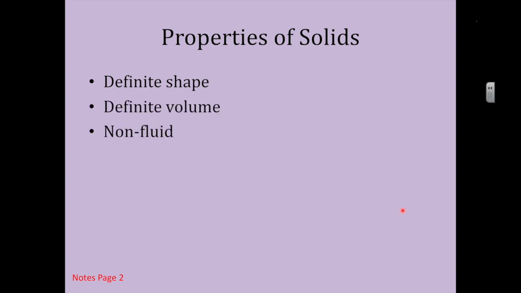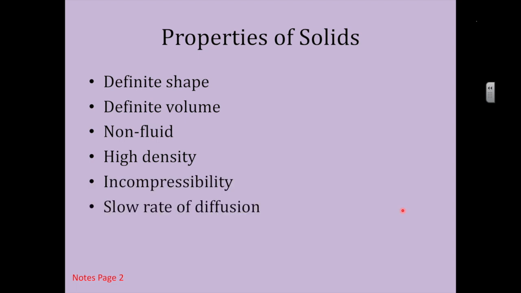There are several different properties of solids. They have definite shape, they have definite volume, they're non-fluid, which means they don't take the shapes of their container. They have a very high density. They're incompressible. They have a slow rate of diffusion, so they won't spread out and randomly join with other solids or other liquids.